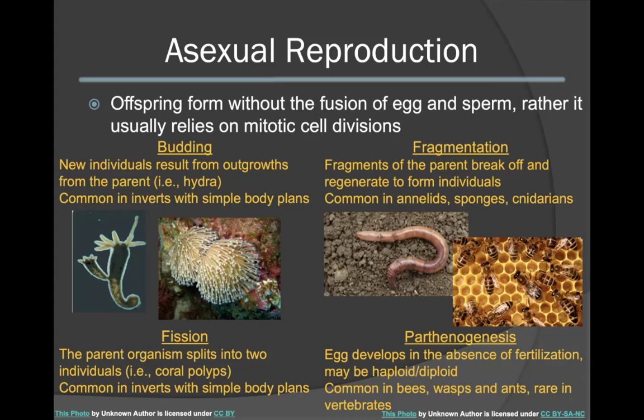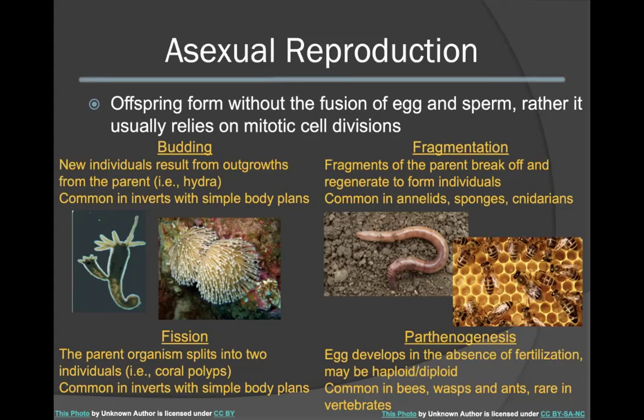Fragmentation occurs when fragments of the parent break off and can regenerate to form independent individuals. This is common in annelids, sponges, and cnidarians. Fission occurs when the parent organism can split into two individuals. This is commonly found in invertebrates such as coral polyps.